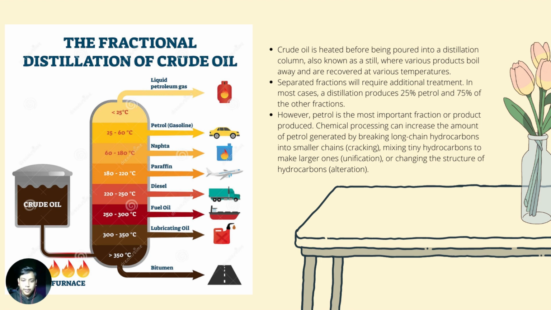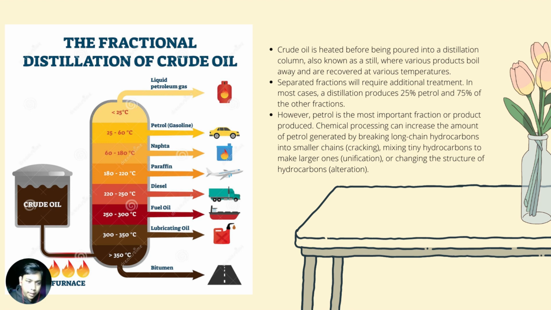Chemical processing can increase the amount of petrol generated by breaking long-chain hydrocarbons into smaller chains, cracking, mixing tiny hydrocarbons to make larger ones, unification, or changing the structure of hydrocarbons, alteration.